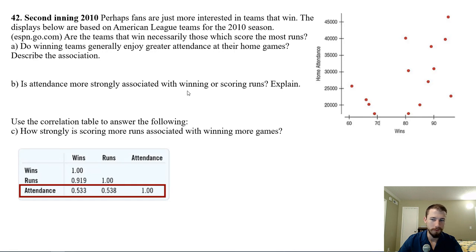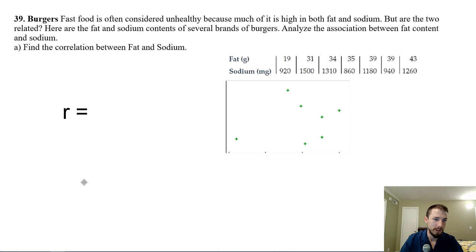So this is kind of funny. Of course, if you score more runs, you're more likely to win. Duh. So if we look at wins and runs, that's going to be 0.919. So surprise, surprise, teams that score more runs tend to win more. Okay. All right, 39.